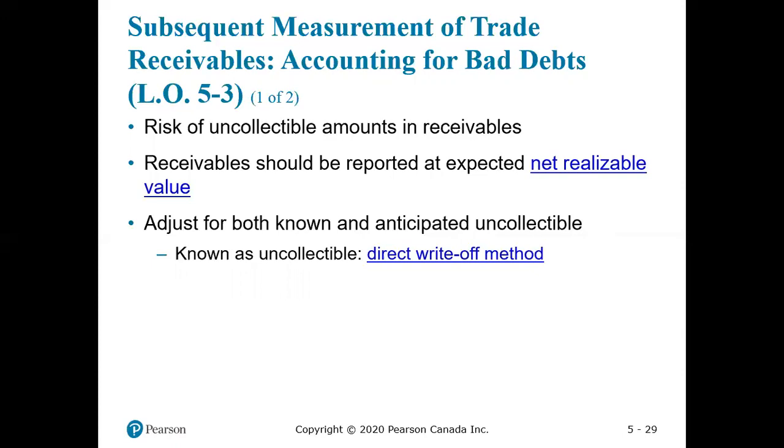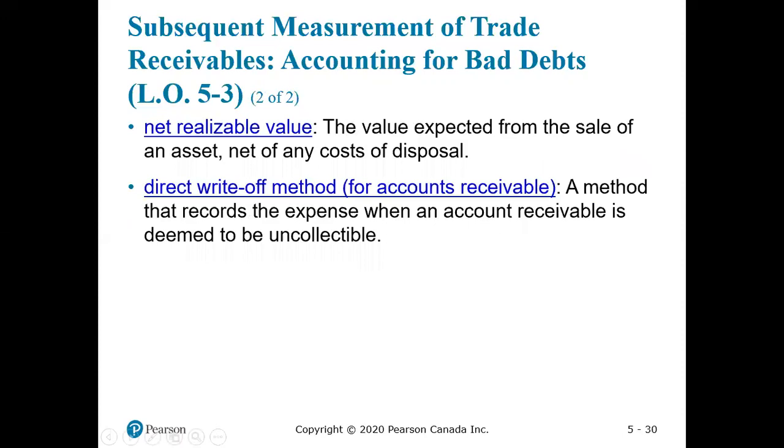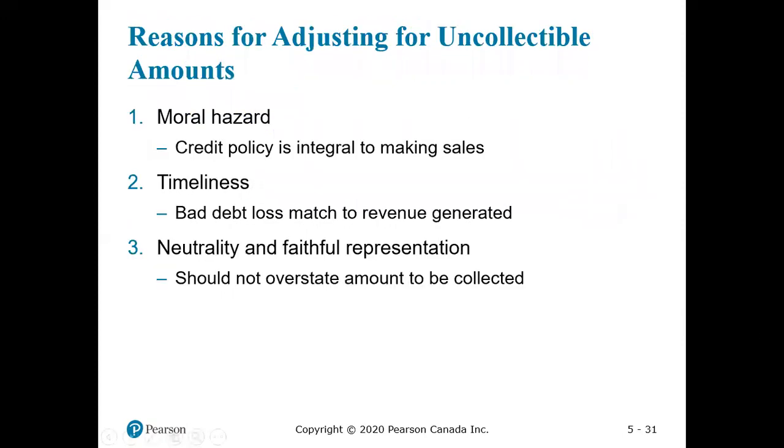That known as uncollectible, so that's the direct write-off method. That's when you write off the receivable owed from a specific customer that you know or think won't be collected. Like I said before, net realizable value is the value expected from the sale of an asset. And the direct write-off method is to record the expense when an accounts receivable is deemed to be uncollectible.